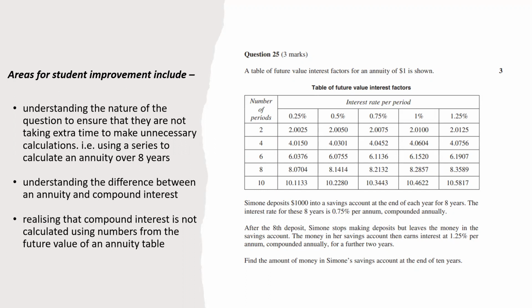Students did not always understand the difference between an annuity and compound interest. Those 2 ideas were a little bit blurred, and students did not realize that compound interest cannot be calculated from the future value of an annuity table. So again, just understanding the 2 separate kinds of payments that we were looking for in that question.